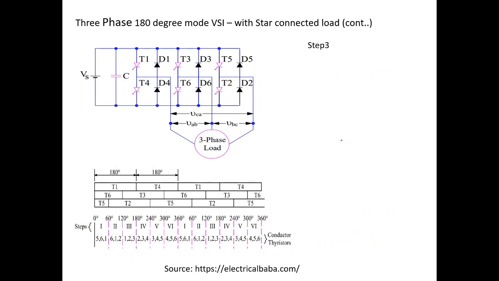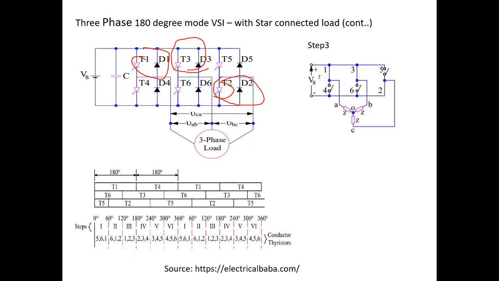In step 3, that is between 120 degrees to 180 degrees, switch 2 and switch 3 are conducting. So 2 from the positive group and 1 from the negative group are conducting in step 3.